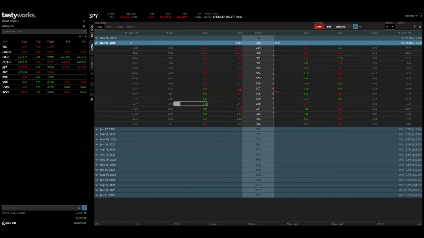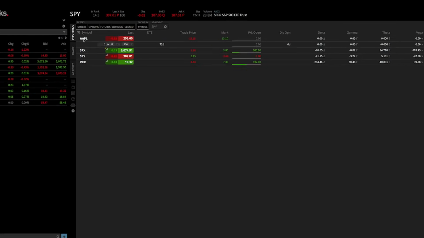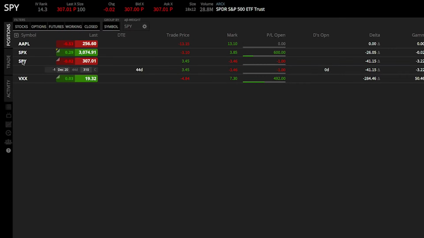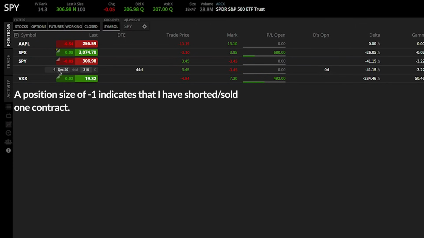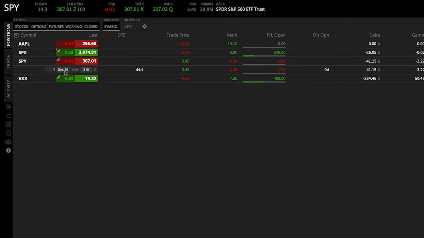And I can go ahead and go back to my positions tab, open up the SPY option, and this shows me that I have sold one 310 call option in SPY with an expiration 44 days away, and that is the December 2019 expiration cycle.